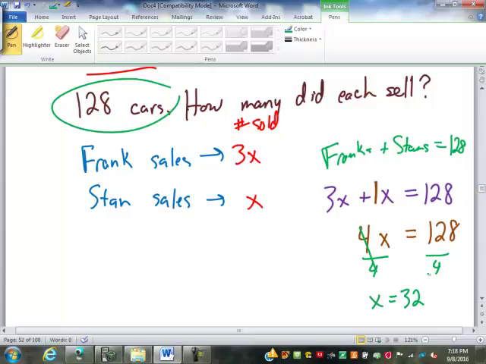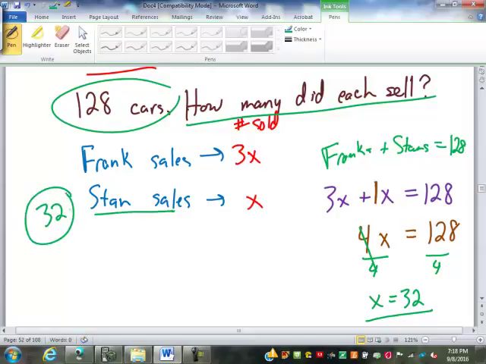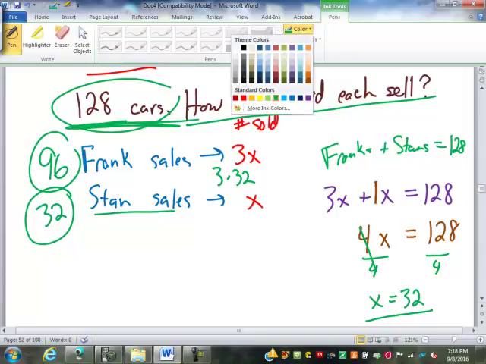Now we're not done yet because we haven't answered the question. A lot of people solve the equation, get that value for the variable, and think they're done. But we still have to answer what the question was. The question was, how many did each sell? X represents 32. That represents how many Stan sold. Stan sold 32 cars. We still have to figure out Frank. Well, his was 3X, or 3 times Stan. So 3 times 32 is 96 cars. We can always double check. Do those add up to 128? Yes, they do.